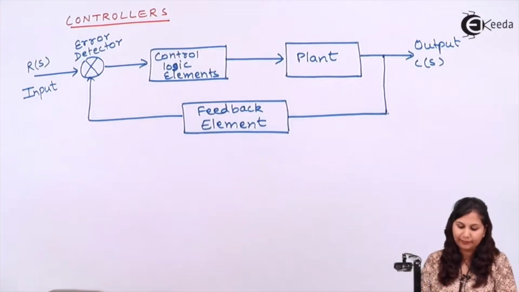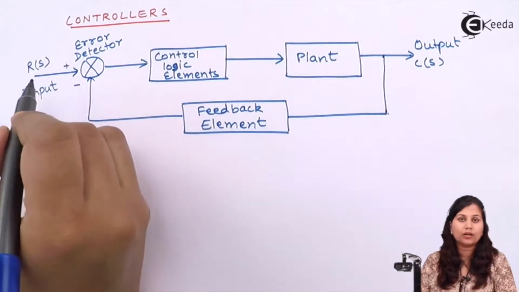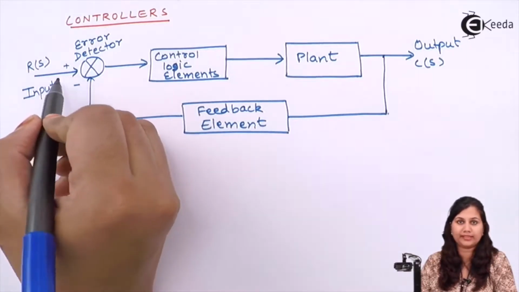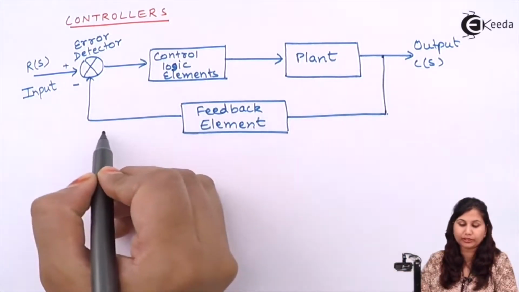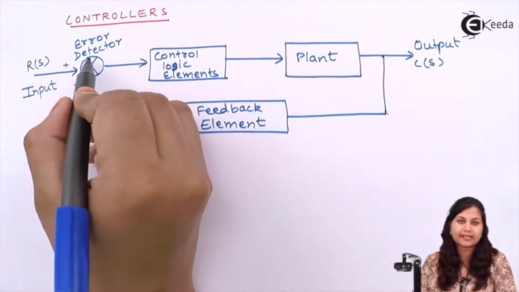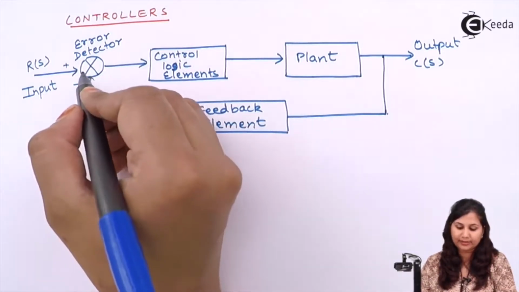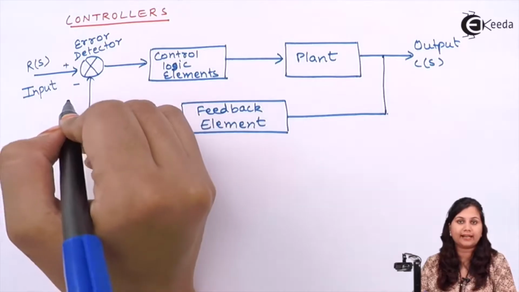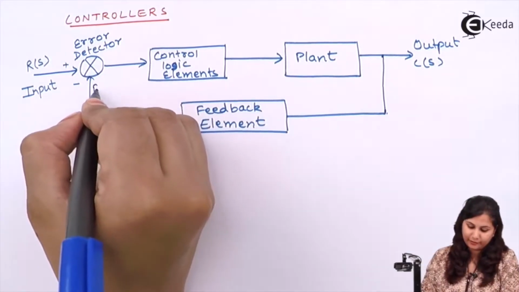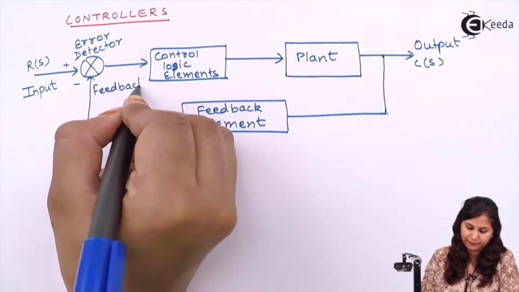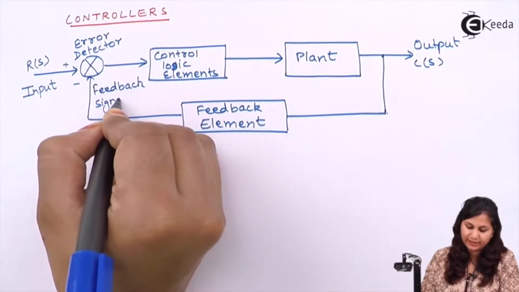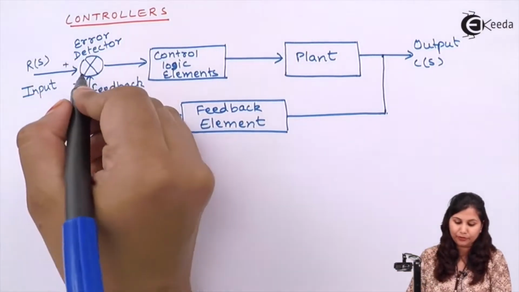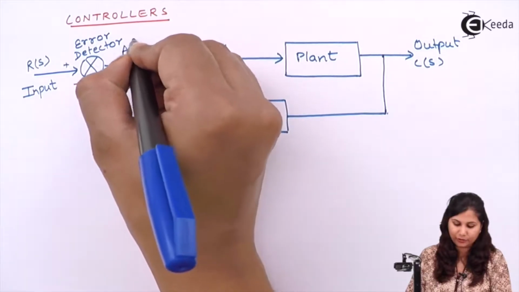Now in this block diagram, the work of the error detector is to get the difference of the desired input. This is the input which we desired, and this is the output or the feedback signal. So the error detector calculates the difference or the deviation of the output signal from the desired input. It sees how much our output is deviated from the input, and it produces a signal. This signal is called the actuating signal.